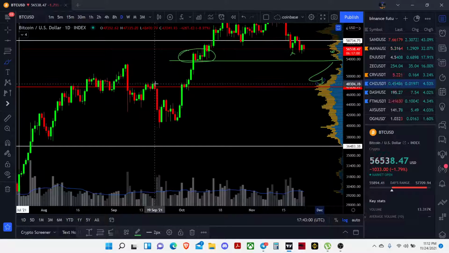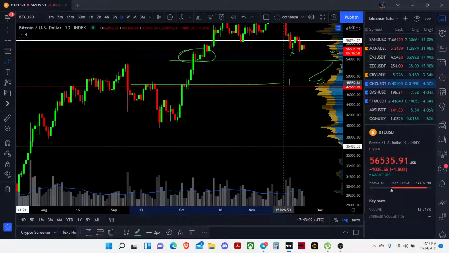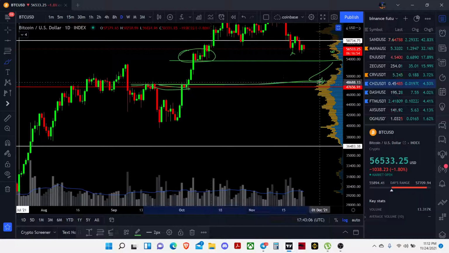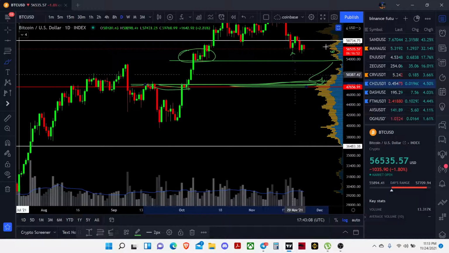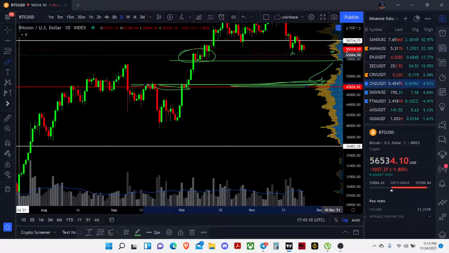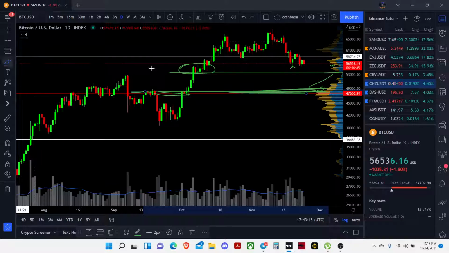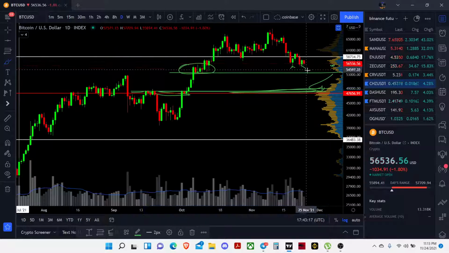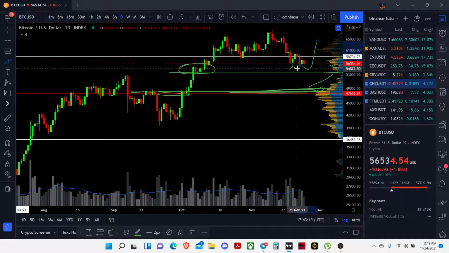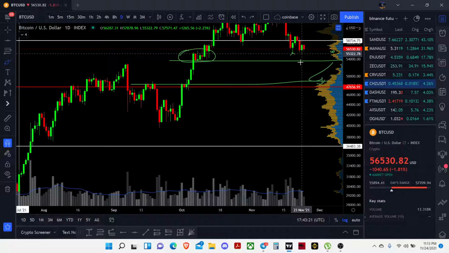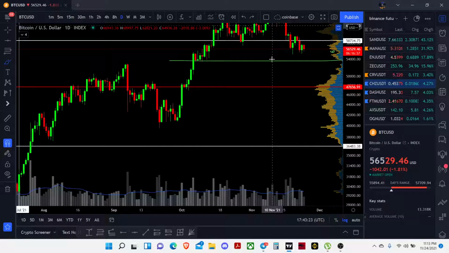So it started from 48,000, from this area. Here is the next major liquidity zone. So I think the price is more probably going to bounce before it reaches here. From here it can bounce. So this is the major support zone that we have, the market zone.